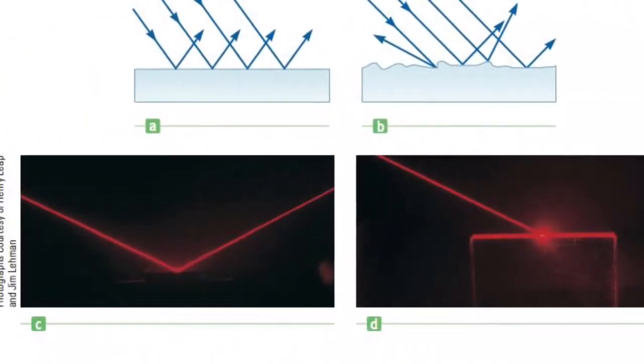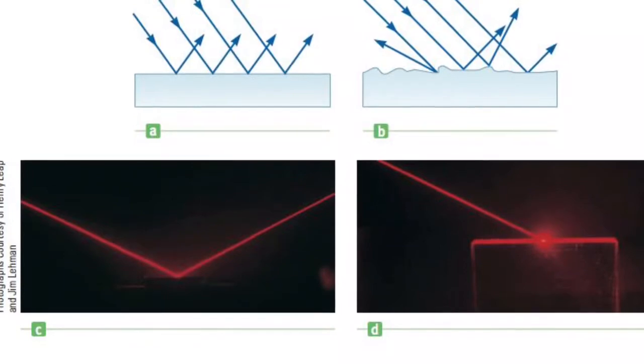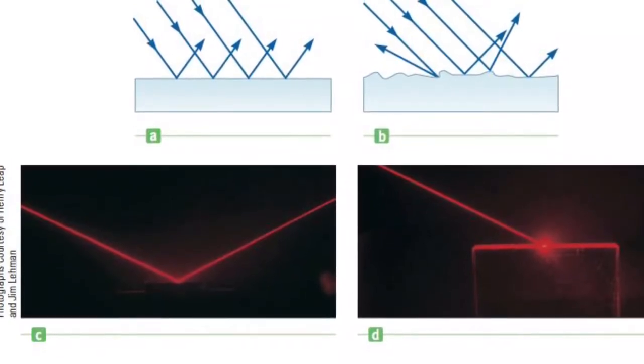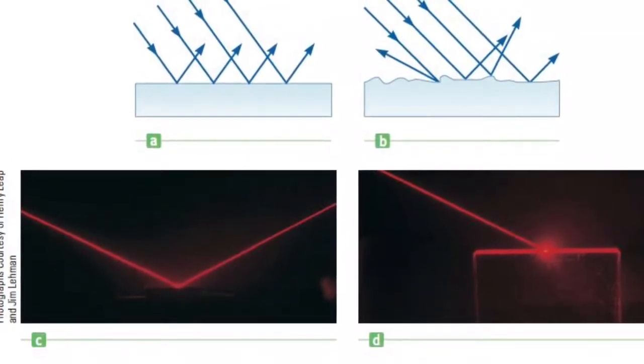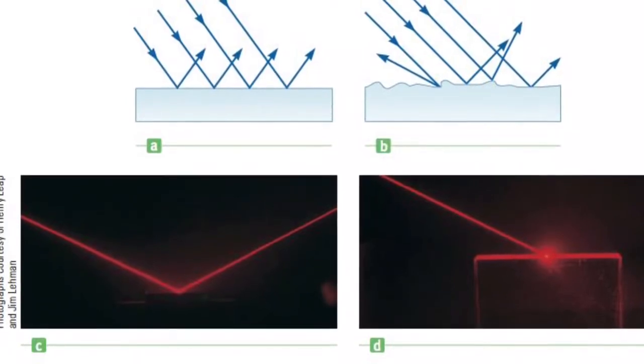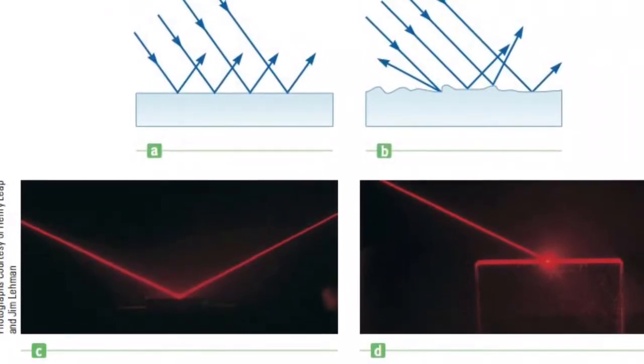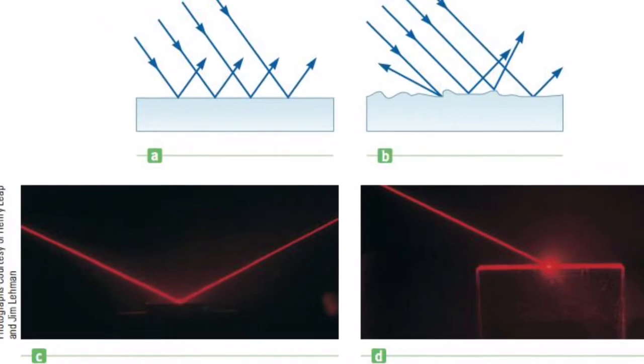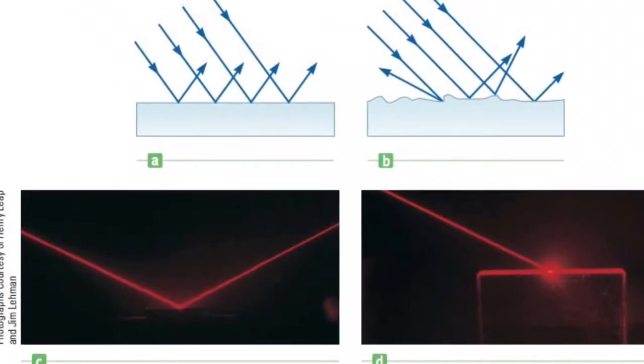There are two types of reflections. The first type is specular reflection, as shown in A and C. This type of reflection is when light bounces onto an object and reflects back at the same angle it hits. This type of reflection only happens on smooth surfaces.